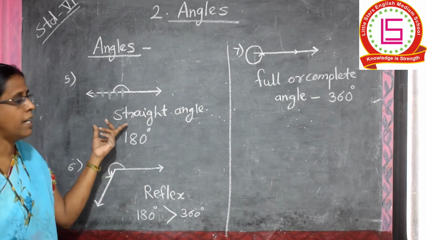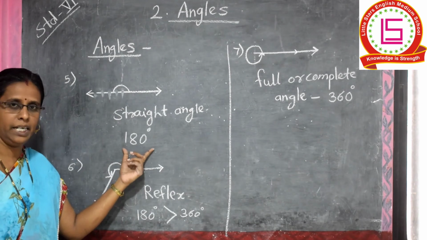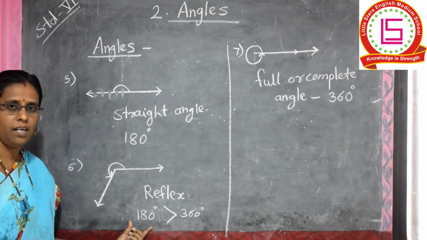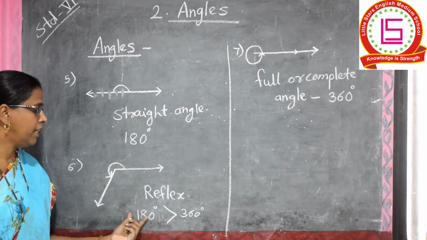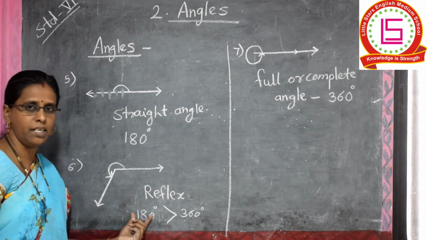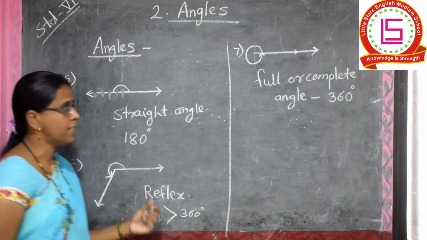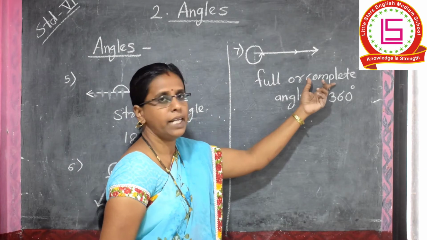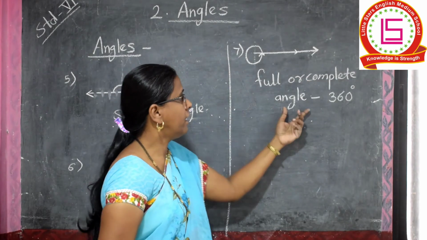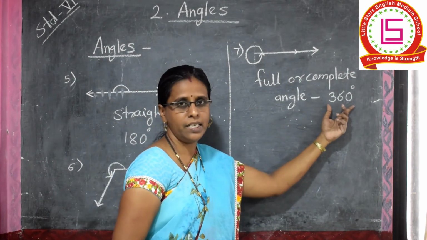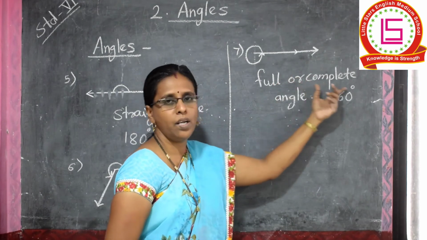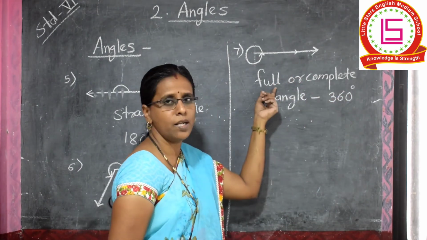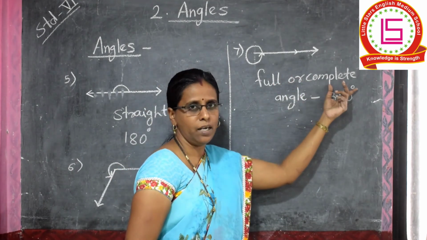See here, straight angle means exactly 180 degrees. Reflex angle is greater than 180 degrees and less than 360 degrees. That angle is called a reflex angle. And the full or complete angle means the angle with 360 degrees is called a full or complete angle. You can say full angle also, or complete angle also. Okay.